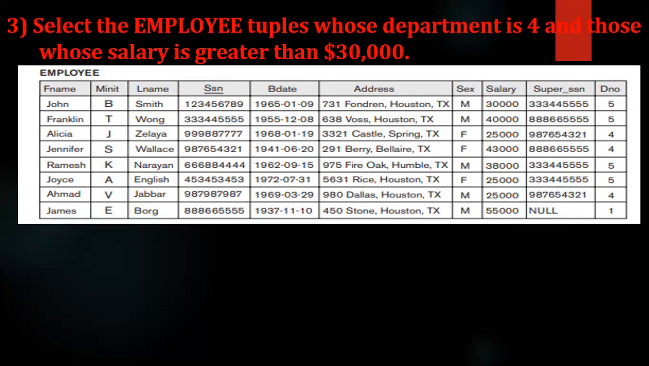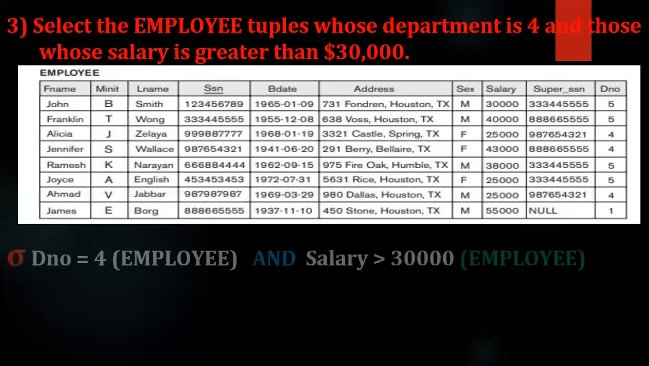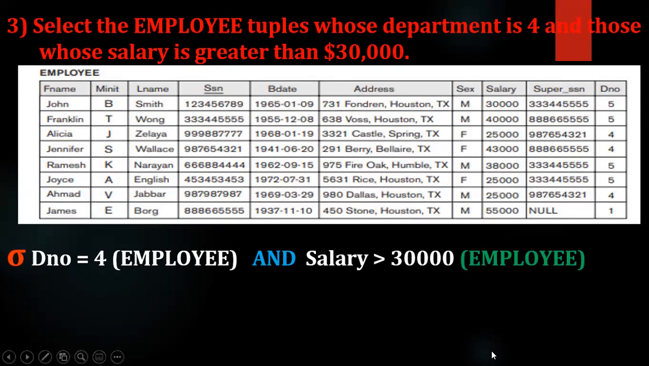Then Jennifer, 43,000, it is greater than 30, so select. Ahmad, 25,000, it is less than 30,000, so we need to reject. Then the result will contain only one tuple. So how do we write this here? Select operator. First condition, department number equal to 4, and second condition, salary greater than 30, from the relation.